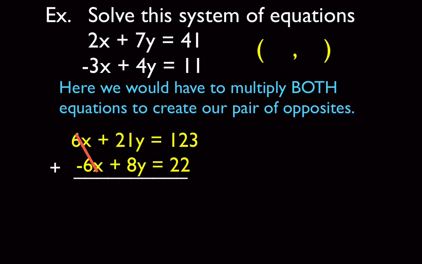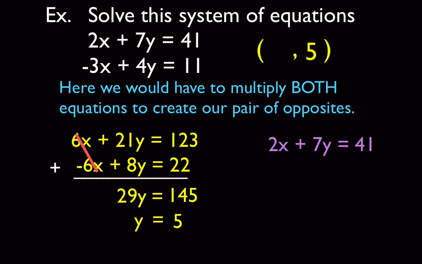That cancels out. 29y equals 145. Again, not too sure on that answer. You may need to go to a calculator for something like that, but the answer is, in fact, 5. Okay, now I'm going to plug into whichever one looks simpler. Probably, I guessed, I used the top.